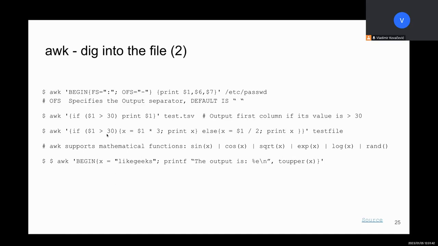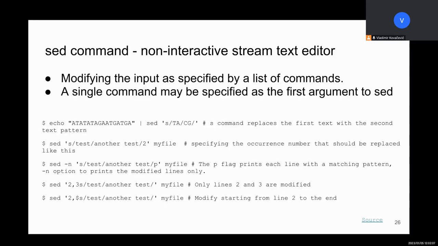If the content of the first column in the line is larger than 30, then we can multiply it by 3 and print it. And if it's not, we can perform some other operation. Also, AWK supports some mathematical functions. So as I told you, it's a bit more complex than just a simple Unix command.